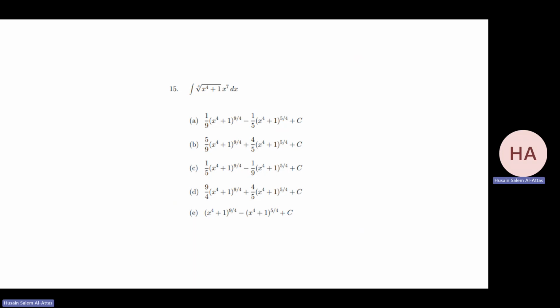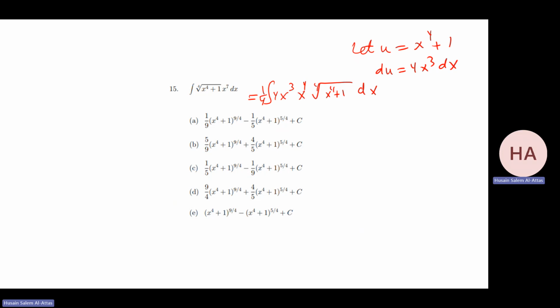We do more. I will let u equal x to the power 4 plus 1. du will be what? 4x cubed dx. So I need to write it cubed. That will be what? I need x cubed, 4x cubed. I need 1 over 4. Don't forget the remaining x to the power 4.